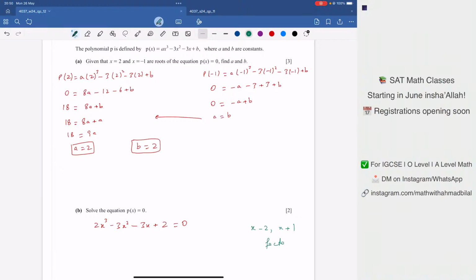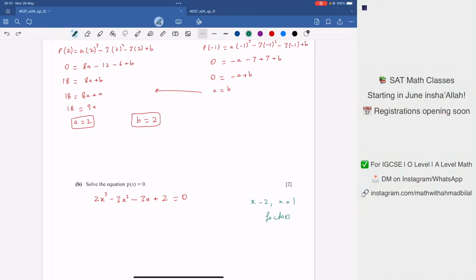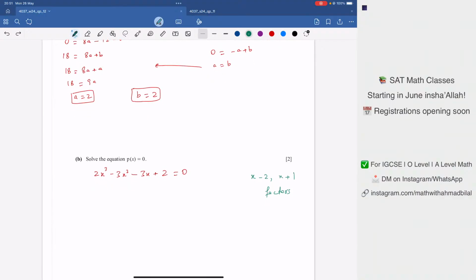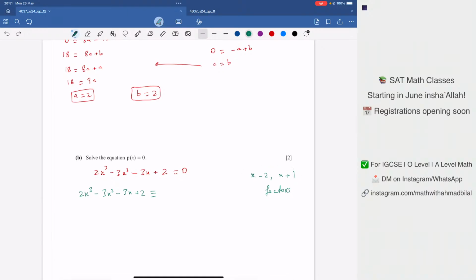What we can do is we could find the quadratic factor from this, multiply these two, get a quadratic factor, and then either use comparing coefficients method or long division to find the remaining factor, right? So you could say 2x cubed minus 3x squared minus 3x plus 2 should be identical to, when you multiply these two factors, you get a quadratic factor, that's x squared minus 2x plus x, that's minus x minus 2. And the other factor would be linear.